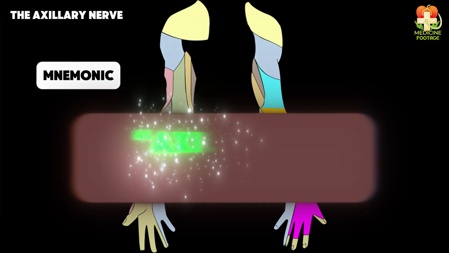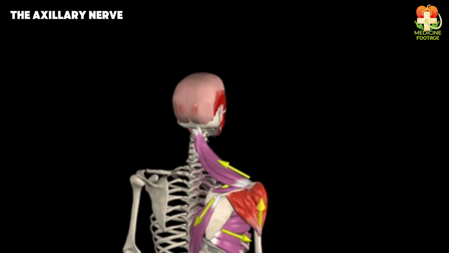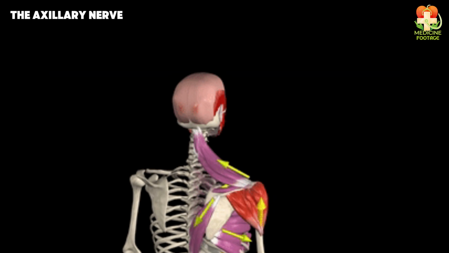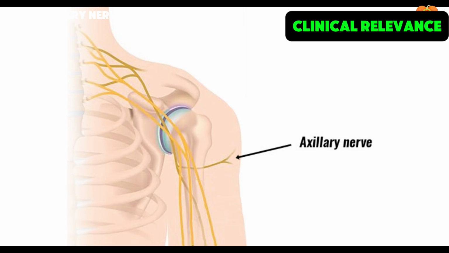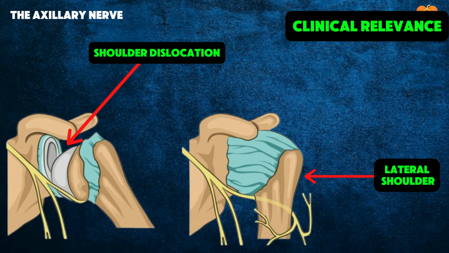Mnemonic. Axillary, X for the deltoid. Visualize the axillary nerve cutting through the deltoid muscle, which helps with abduction. Clinical relevance. Injury to the axillary nerve, for example in the axilla from a shoulder dislocation, can result in weakness with shoulder abduction and sensory loss over the lateral shoulder.